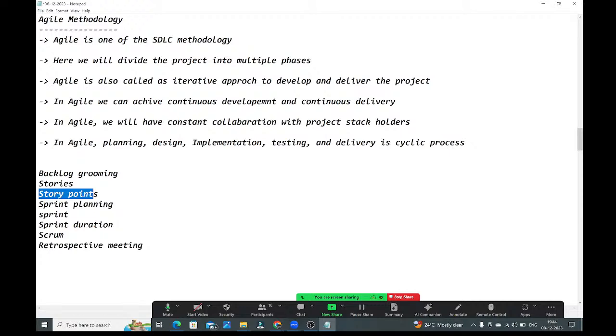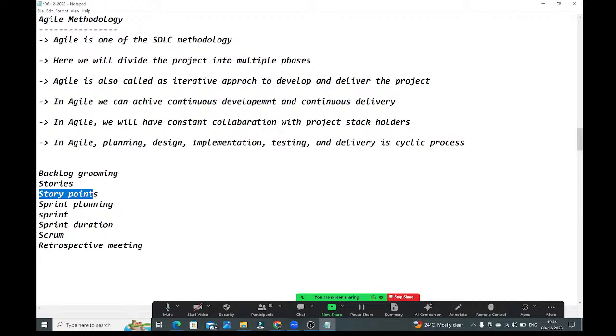Okay, next, guys, we have sprint. Sprint means what, guys? A set of stories to complete, that is called a sprint. In the current sprint, we need to finish 30 stories. In the next sprint, we need to finish 20 stories. Sprint is nothing but a set of stories to complete, guys.